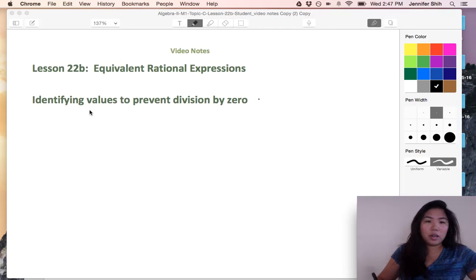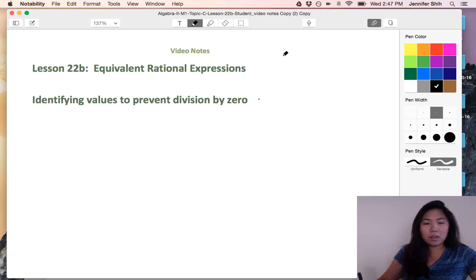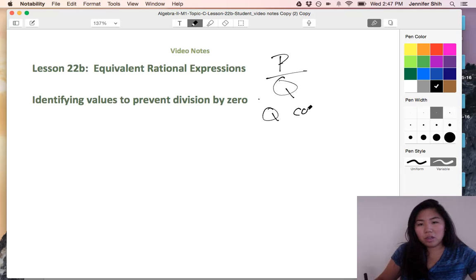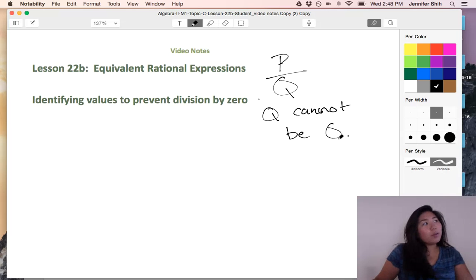But to get started, you have to remember that in class we talked about how a rational expression is a polynomial in the numerator, or p, over another polynomial in the denominator, or q. And we said that q cannot be zero. It cannot equal zero. And so sometimes when we have a variable in our denominator, we have to solve for that variable so that we can find which values of the expression cannot be part of the domain.